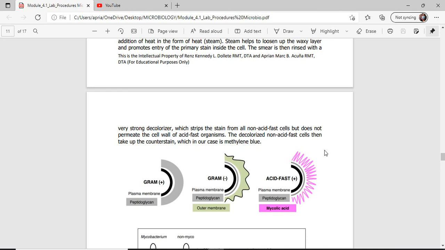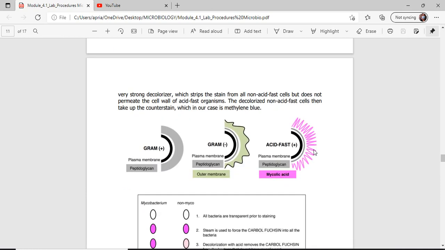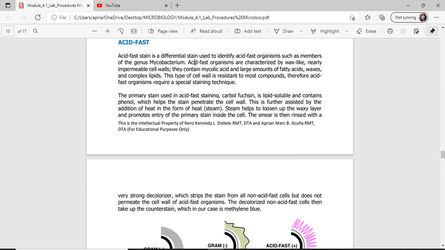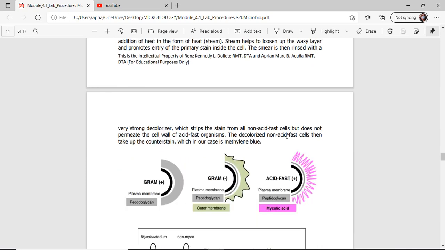Okay, this means the color blue is for the non-acid-fast bacteria. The acid-fast bacteria, which is the main purpose of this technique, have no stain after decolorizing. The decolorizer does not permit the cell wall of the acid-fast organism to lose the stain. The non-acid-fast cells then take up the counterstain, which in this case is your methylene blue.